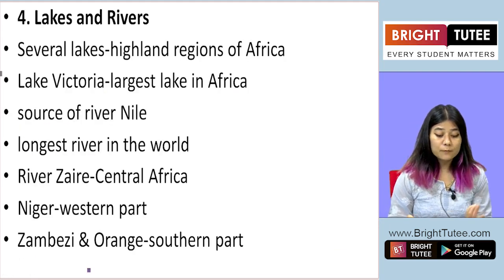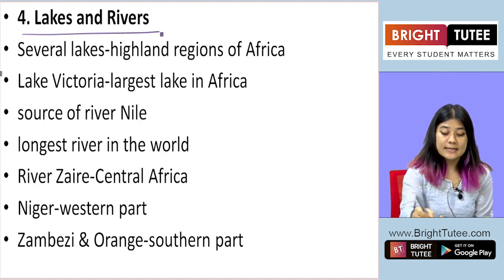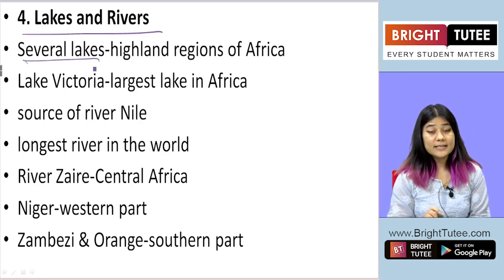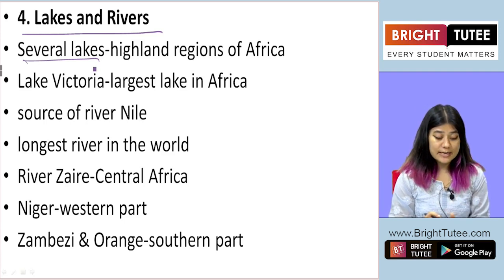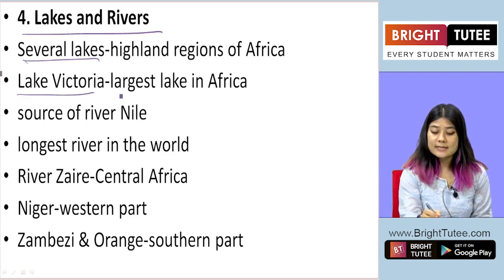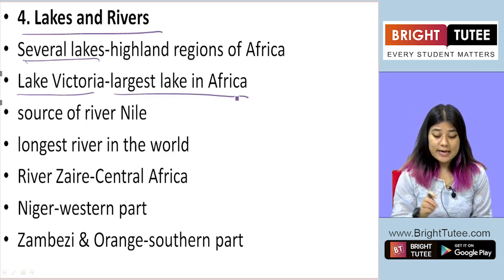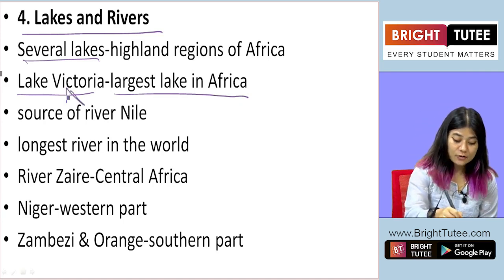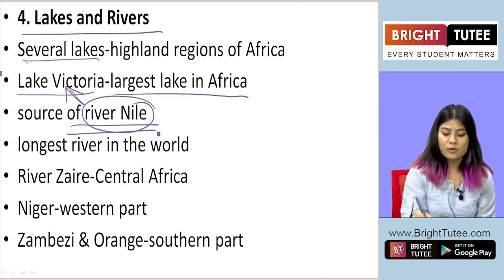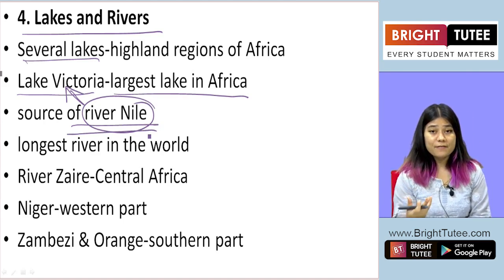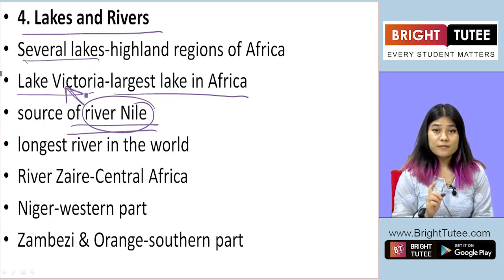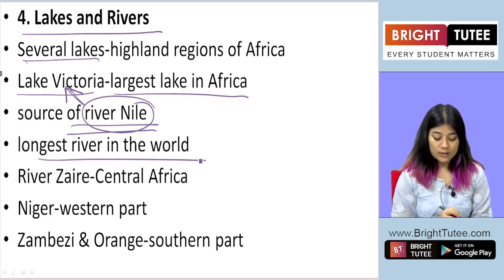The fourth physical feature is the lakes and the rivers. Africa has several lakes. In the highland regions of Africa, there are several lakes. Lake Victoria is the largest lake that exists in Africa. The source of River Nile is Lake Victoria. So River Nile, a very important river for the continent of Africa, originates from Lake Victoria. River Nile is the longest river in the world.